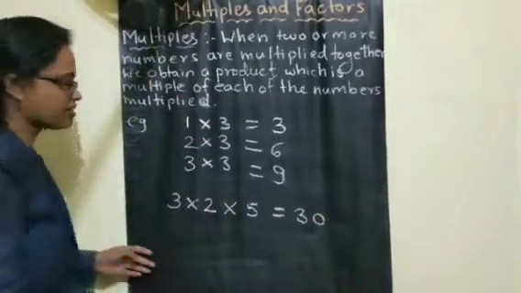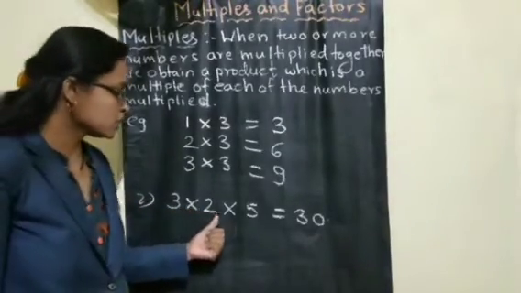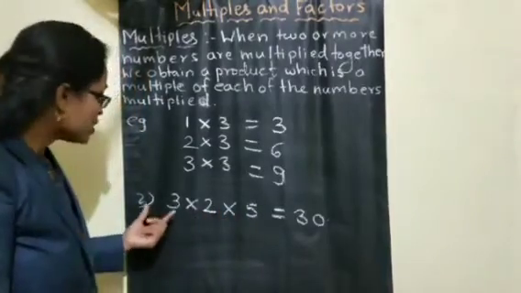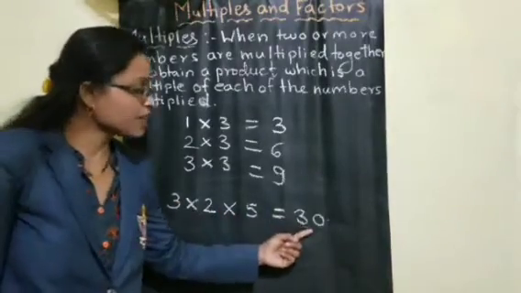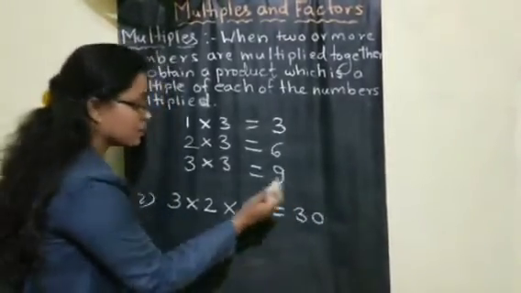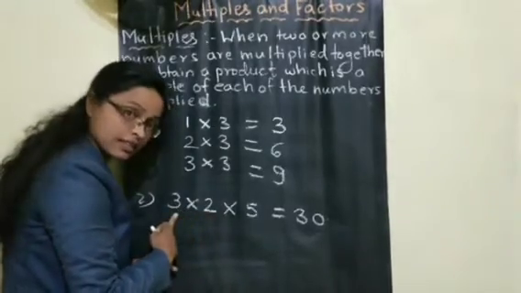If you take another example, example 2: 3 multiplied by 2 multiplied by 5. It is more than 2 numbers being multiplied. So after multiplication we are getting the answer 30. It means 30 is a multiple of 5 and 2 and 3.